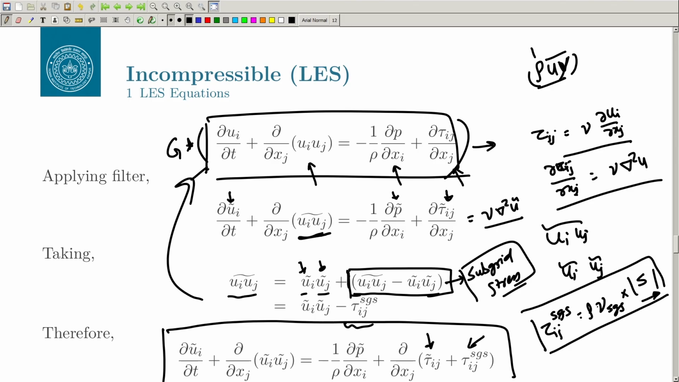For the compressible flow also, we basically have similar arguments. We will do the Favre averaging because the density is also a variable there, and we will have some more complicated terms. Of course, we have to have the energy equation also, but that is what we are going to do in the next class.